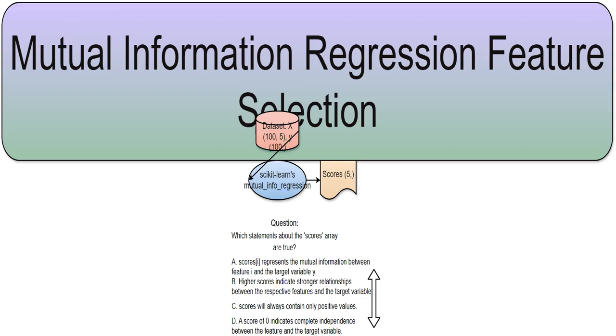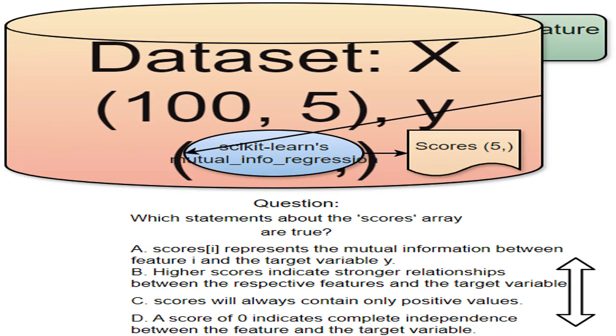I have a dataset. X represents my features. Think of them as different pieces of information I have about something. And there are 100 examples each with 5 features. Y is my target variable, what I want to predict. I also have 100 examples of this.